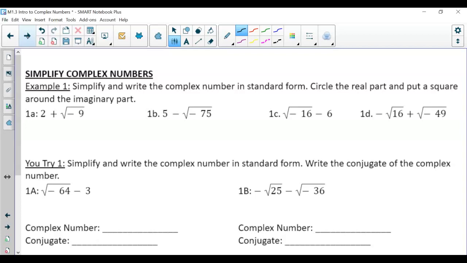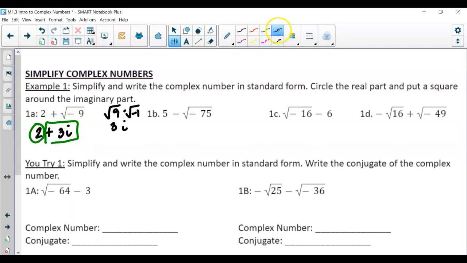Now, going back to simplifying, we're going to focus on complex numbers. Like here, for example, I've got 2 plus the square root of -9. We talked about this in a previous video. The square root of 9 is 3, and remember, the square root of -1 is i, that's the imaginary. Therefore, the square root of -9 is 3i. Then we'll also practice, just like what we did with the conjugate, identifying the real and the imaginary. So our real is 2, and the imaginary is positive 3i.